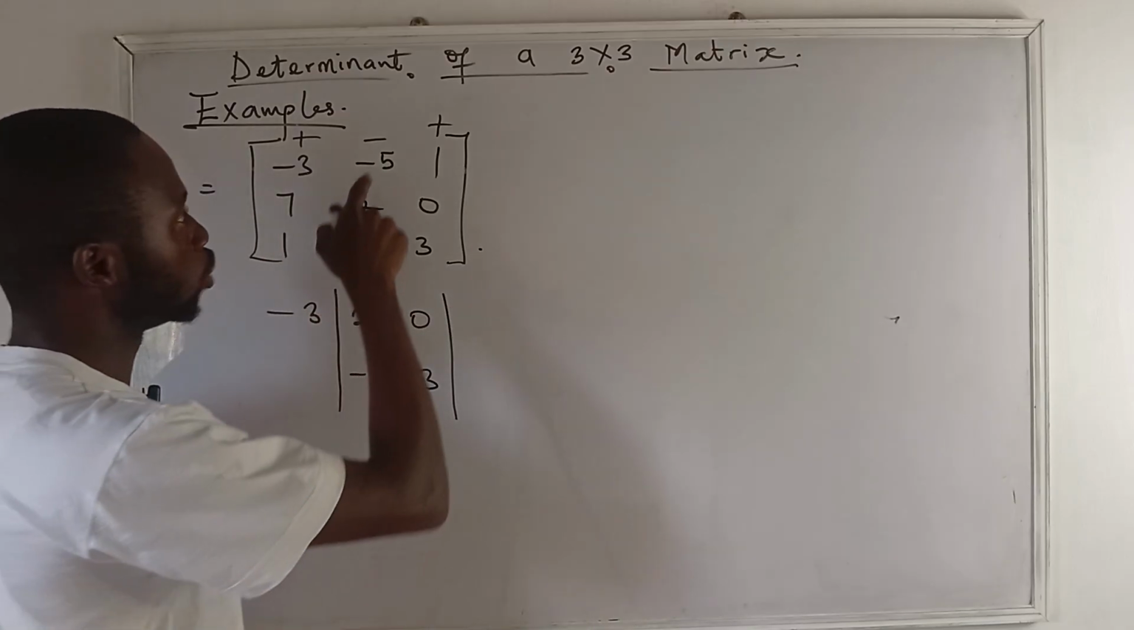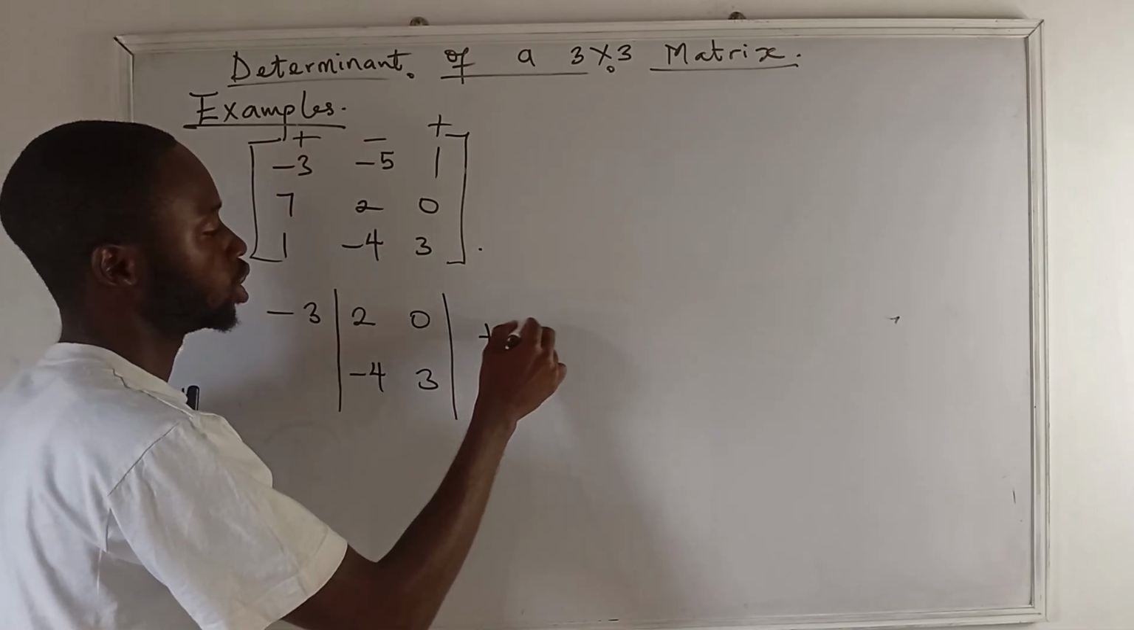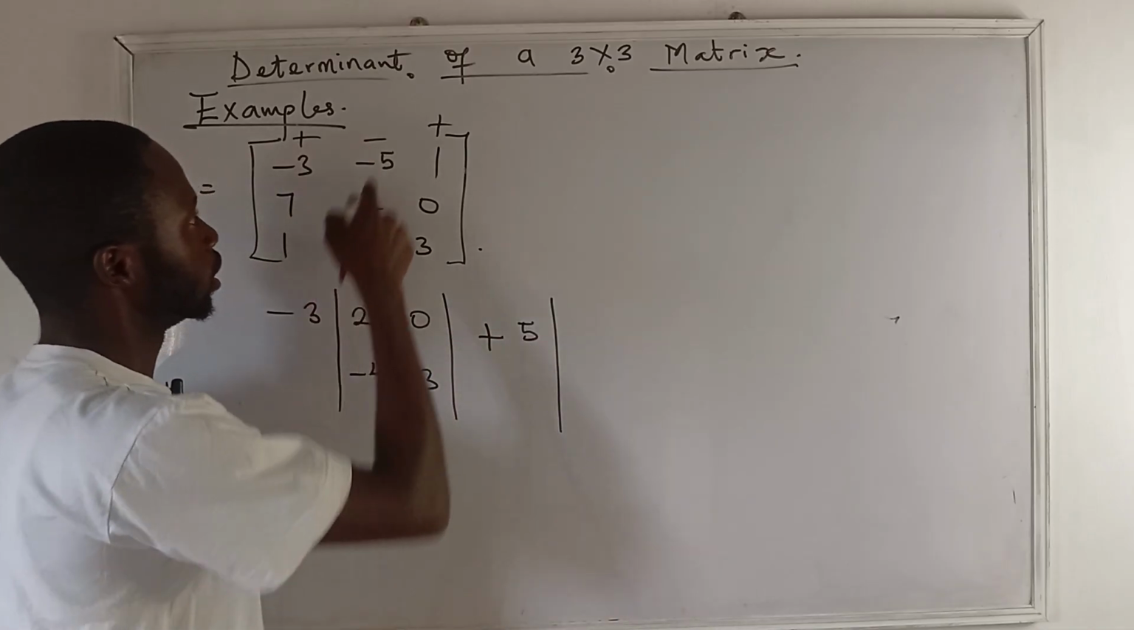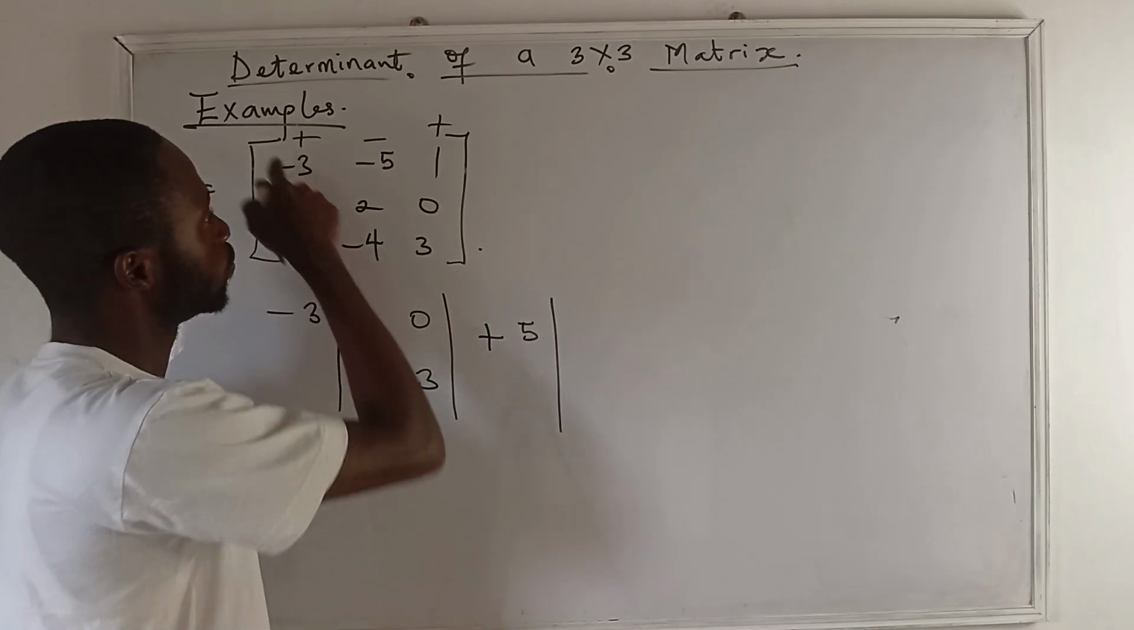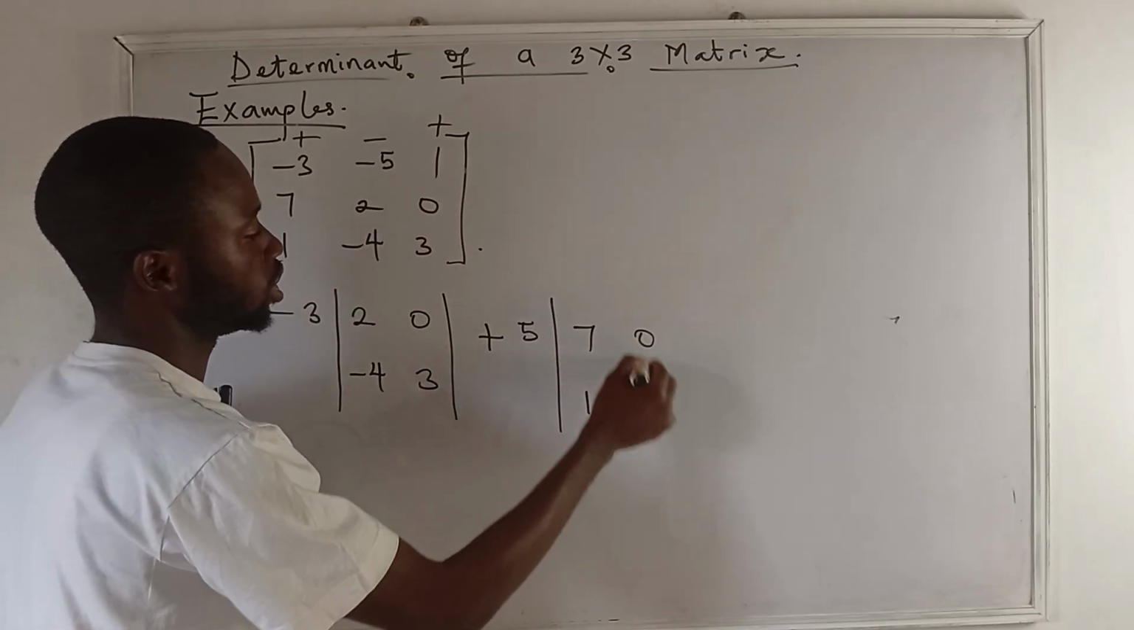Now you notice that the sign here that I introduced, minus times minus, gives me what? Plus. Then I'll have plus 5. Then if I rule out the column and the row of this, I'll have 7, 1, 0, 3.